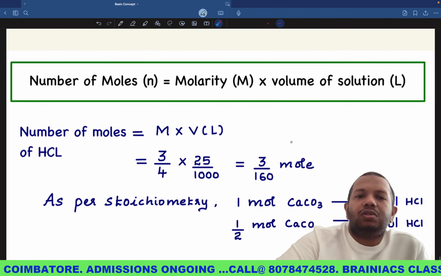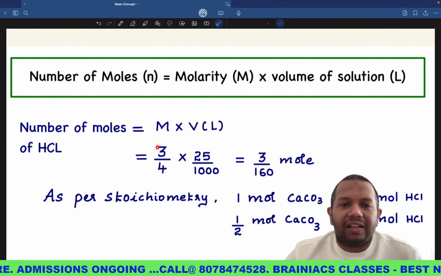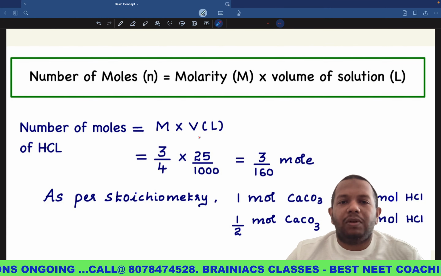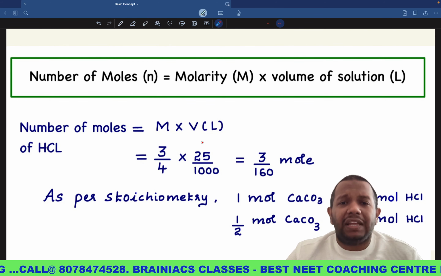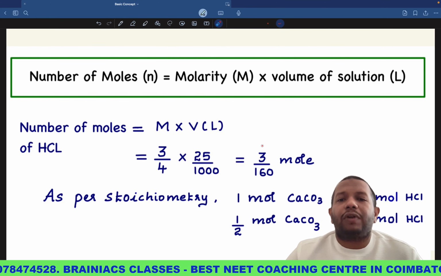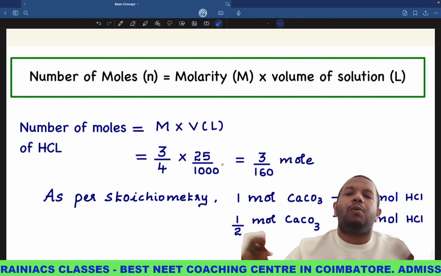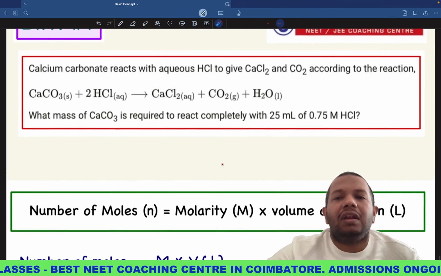So first we do this. Molarity is given as 3/4 and volume is 25 ml, so 25 by 1000. From this we get the number of moles. Now it is similar.